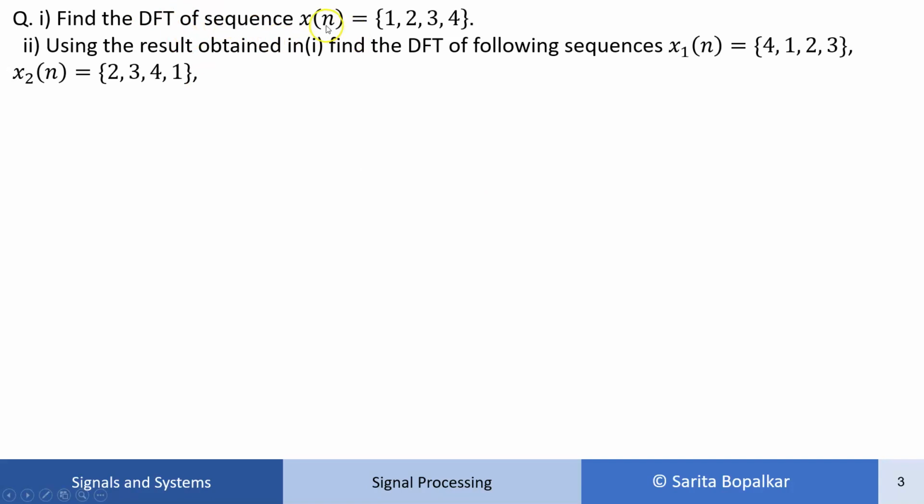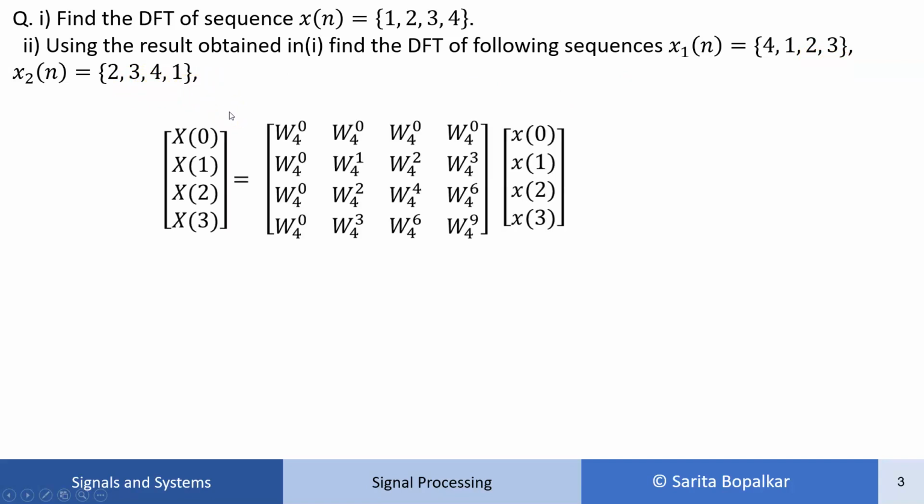Find the DFT of a sequence x(n) = 1, 2, 3, 4. And the second one: using the result obtained in 1, find the DFT of the following sequences: x1(n) is 4, 1, 2, 3 and x2(n) is 2, 3, 4, 1. Now, first we have to find the DFT of x(n). We already know how to find the DFT by the matrix method.